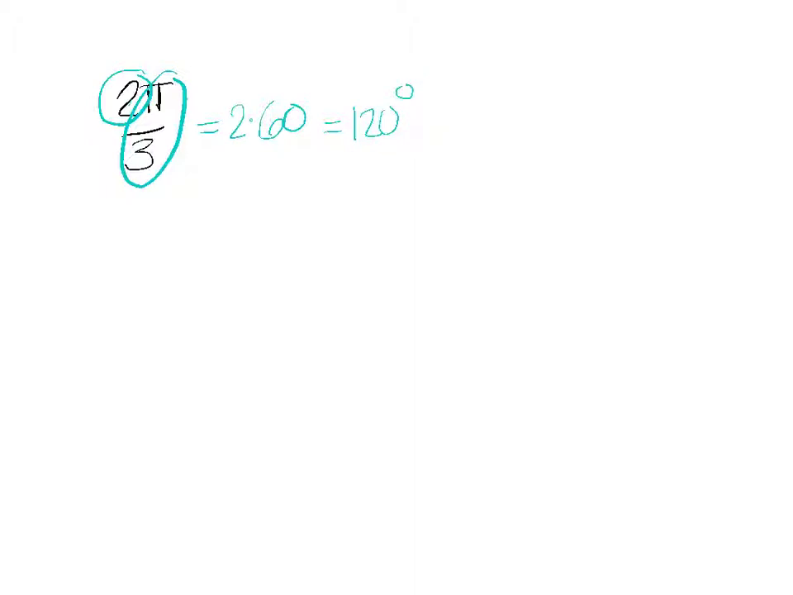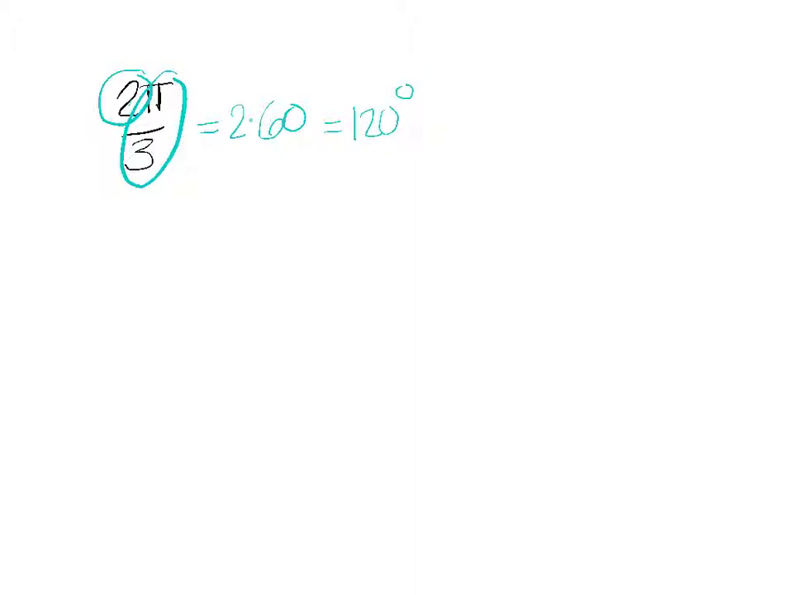You're also going to want to be able to go the other way, where you take something that's in radians already. So let's say I have 2 pi over 3, and I want to turn that into degrees. This is actually easier, because pi over 3 is 60, and I want to take that times 2 because of the 2 there, and so I get 120 degrees.